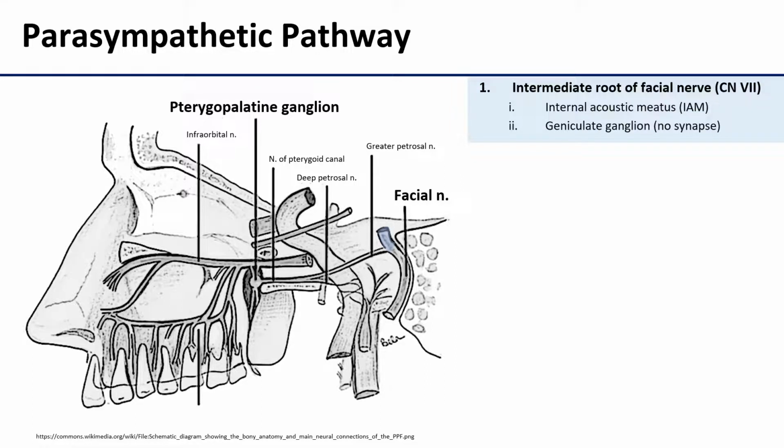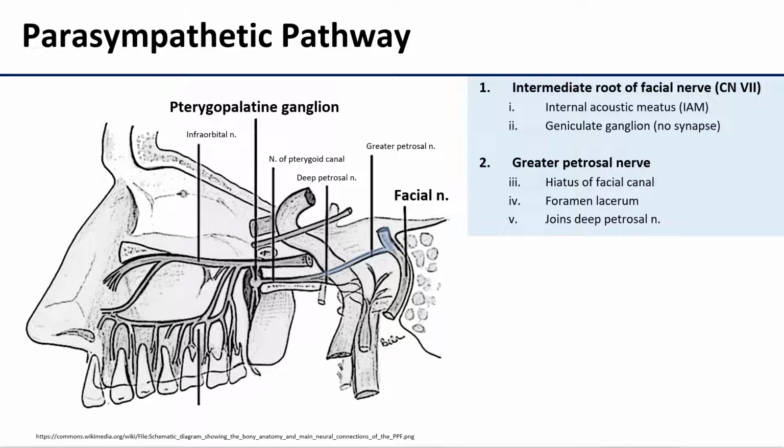Once again, though, we're going to start off in the intermediate root of the facial nerve with our preganglionic parasympathetic neuron cell bodies. The axons from these neurons are going to pass into the internal acoustic meatus with the rest of the facial nerve and pass through the geniculate ganglion without synapsing. Instead of following the bulk of the facial nerve out through the stylomastoid foramen and onto the face, the parasympathetic axons are going to branch off and form the greater petrosal nerve, which will travel through the hiatus of the facial canal and into the foramen lacerum.